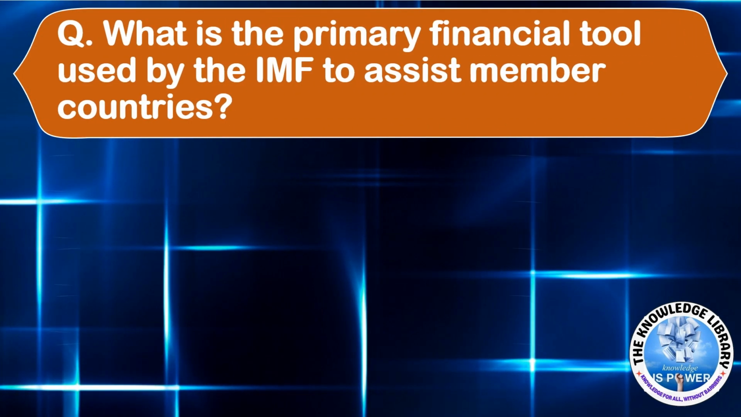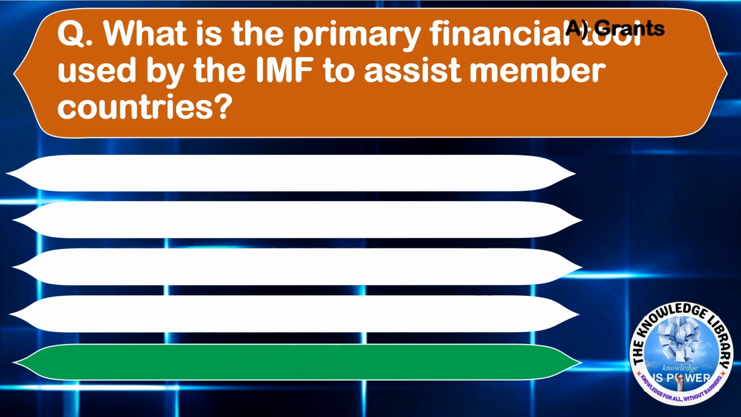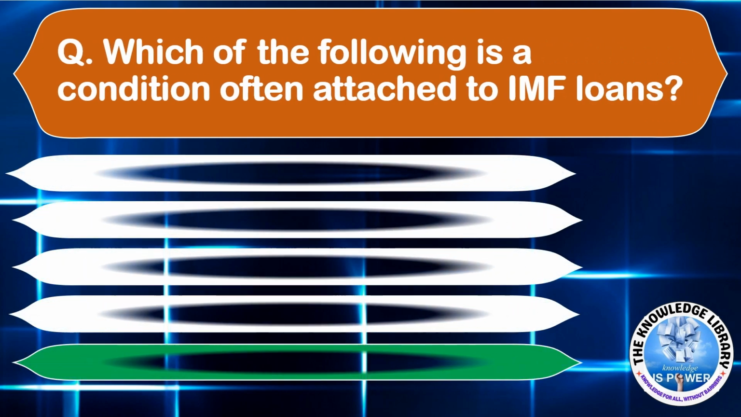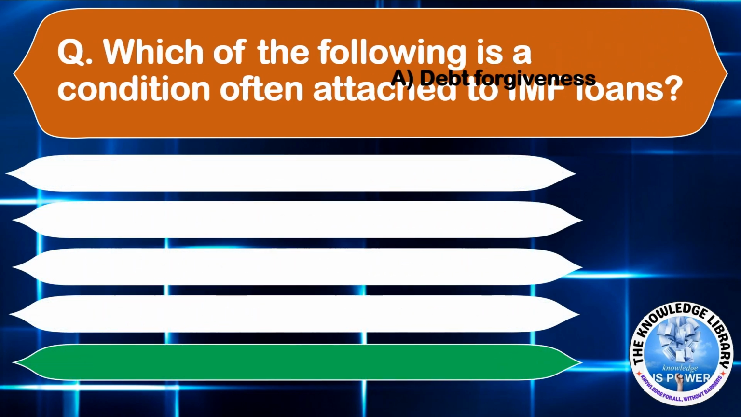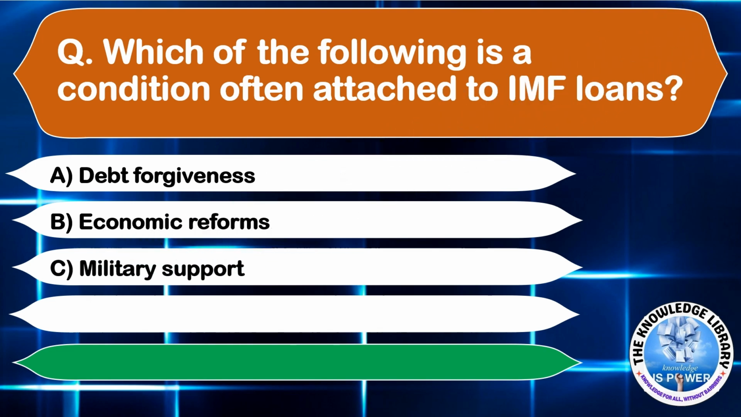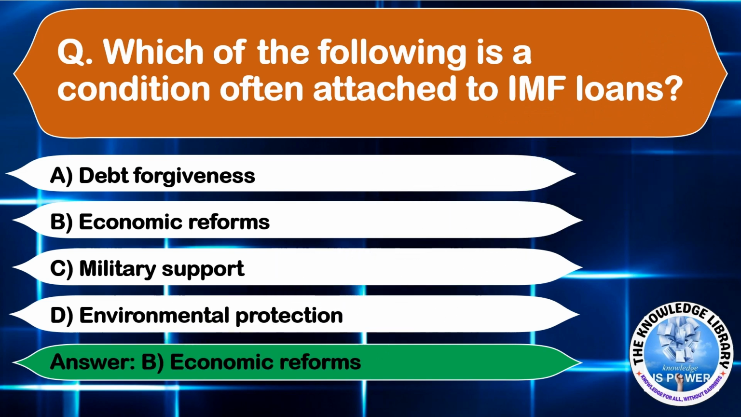The next question is, what is the primary financial tool used by the IMF to assist member countries? Option A, grants. Option B, loans. Option C, direct investments. Option D, trade agreements. Answer is option B, loans. Next question is, which of the following is a condition often attached to IMF loans? Option A, debt forgiveness. Option B, economic reforms. Option C, military support. Option D, environmental protection. Answer is option B, economic reforms.